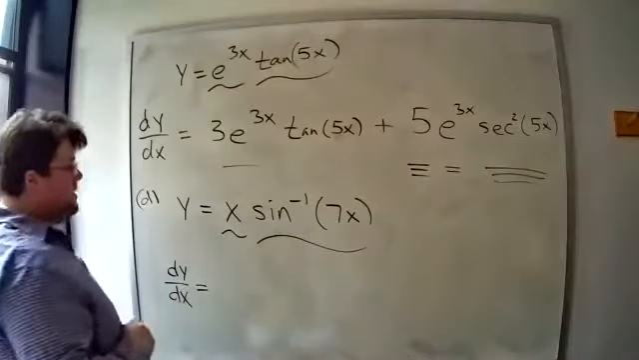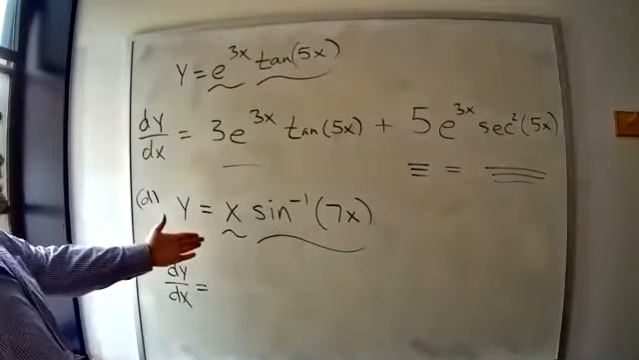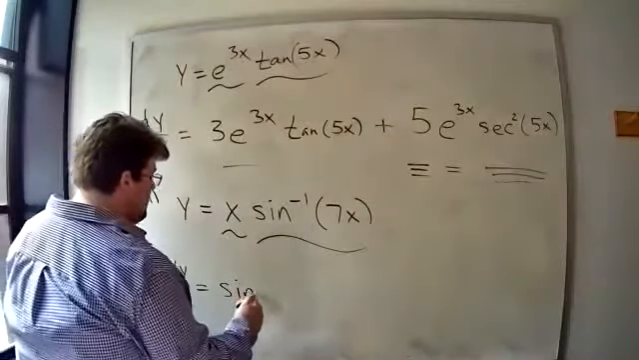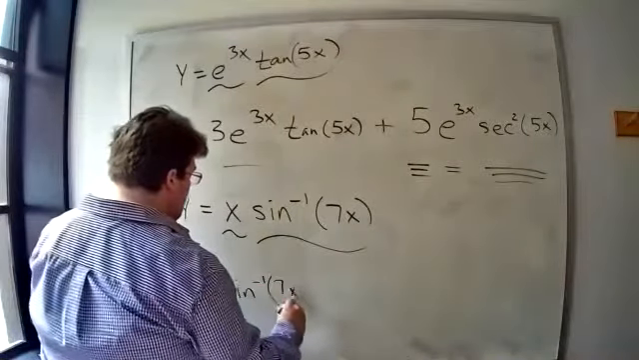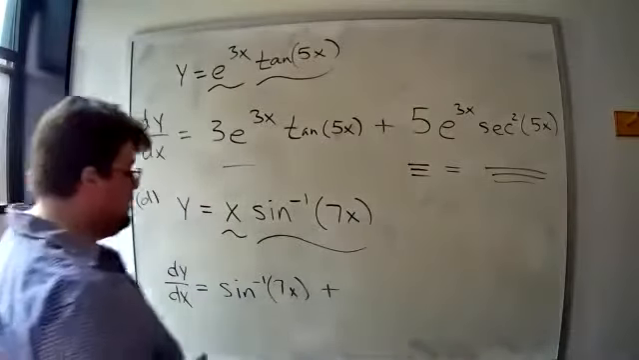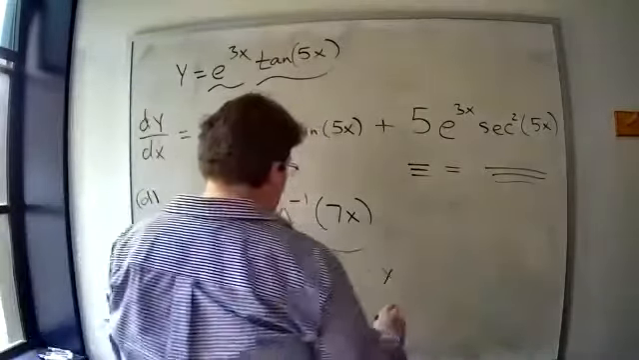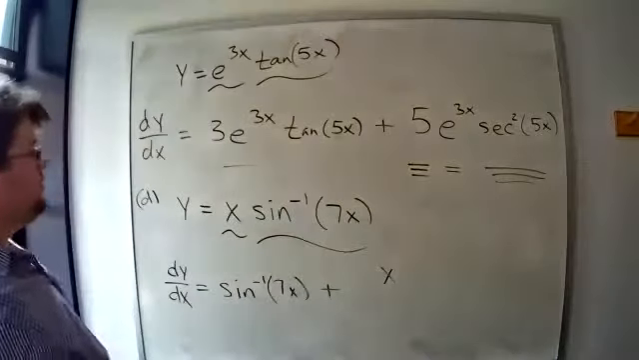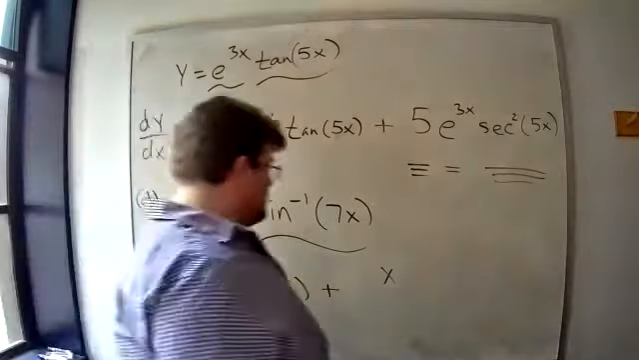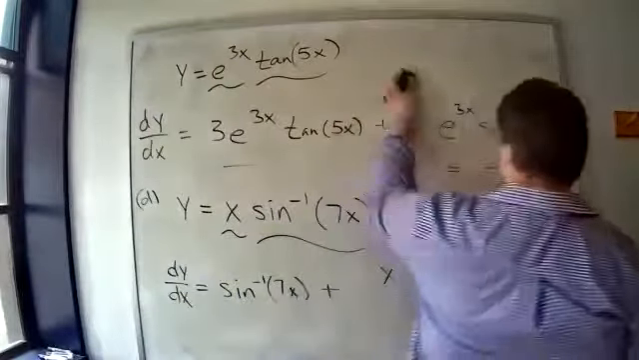So let's fill that in, see what we get. Derivative of x is 1. 1 times the second, plus the first, which is x. I'm going to write it like that, times derivative of the second. So we need the derivative of the inverse sine of 7x.